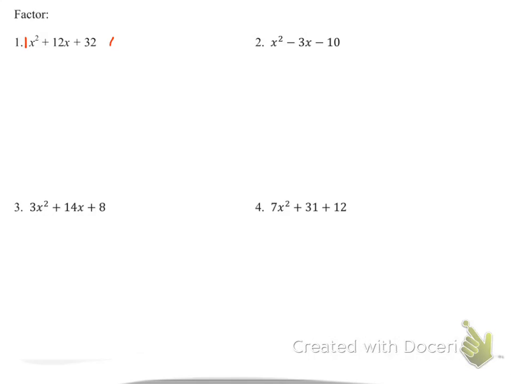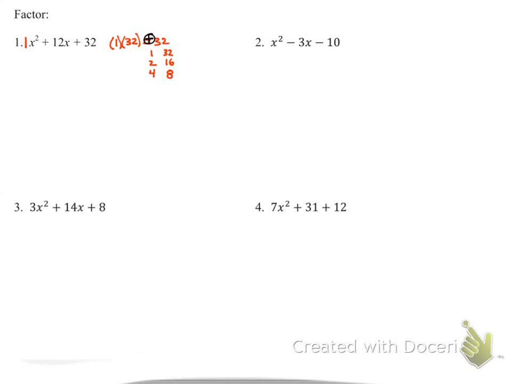8.5, factoring with the lead coefficient 1. In other words, the first term is just x squared. So the first thing we want to do here is multiply the first term by the last term, 1 times 32. Since they're both positive, we have 1 times 32, 2 times 16, and 4 times 8.